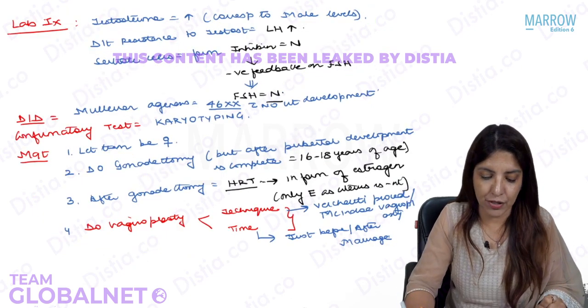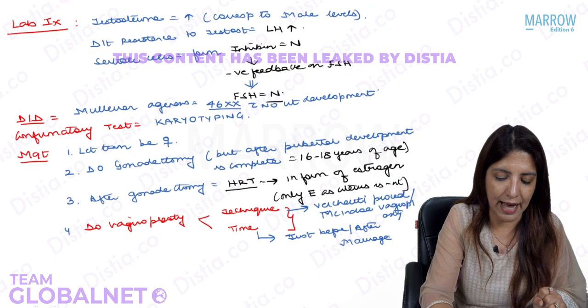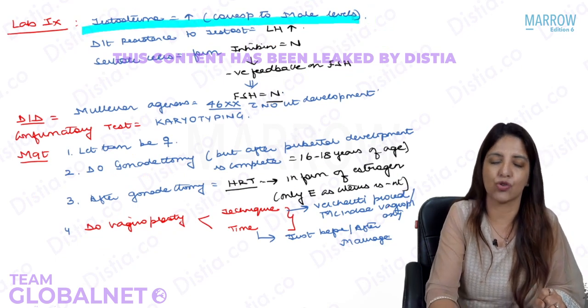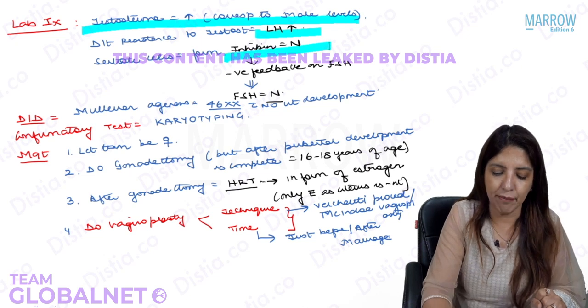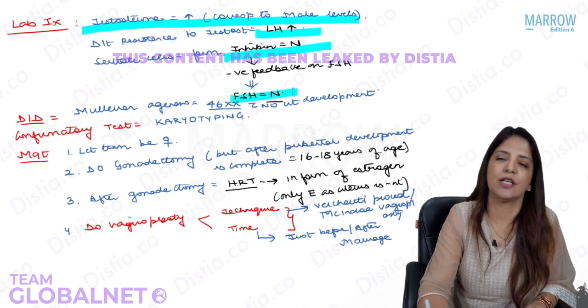So what are the lab results which you are going to get over here? The lab results which you are going to get are: testosterone is high in comparison to normal males, LH levels are high, inhibin is normal, and FSH is normal.